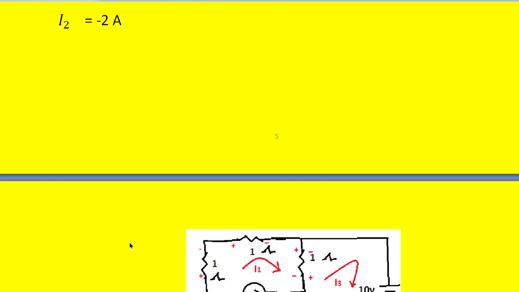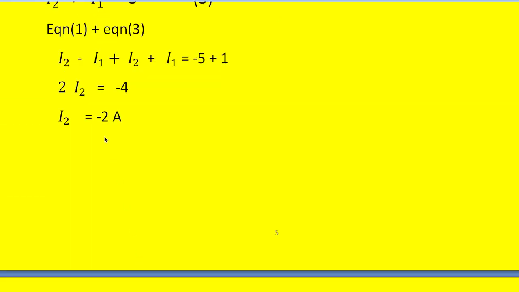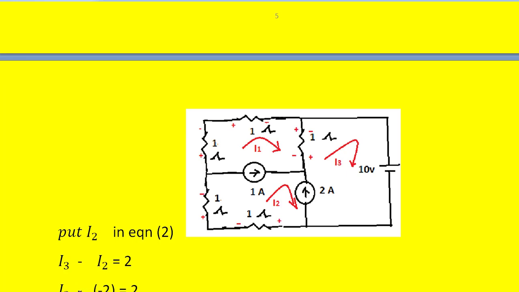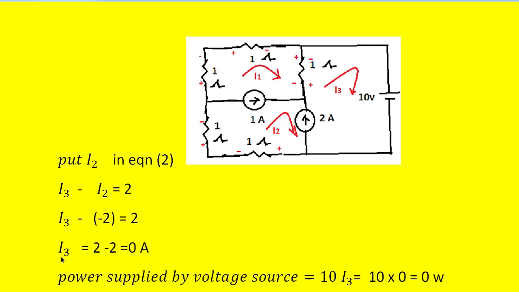So then we know what I2 is and we know what equation 2 is. That equation 2 is nothing but I3 minus I2 is equal to 2. So I2 we just calculated. You substitute that value here so that we can calculate I3. So I3 minus I2 value is found as 2, so we put it as equal to 2 in equation 2. Then we simplify this. Then we get I3 is equal to 2 minus 2, that is equal to 0 amperes.